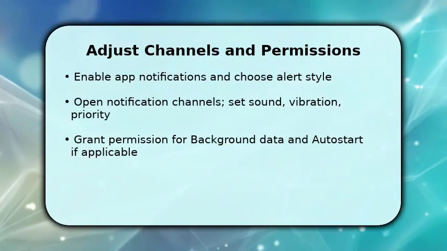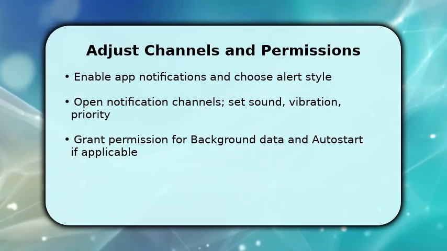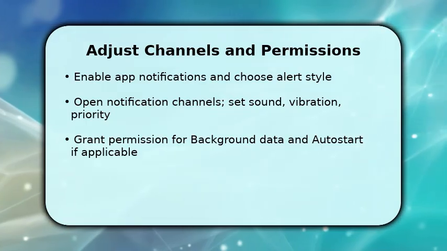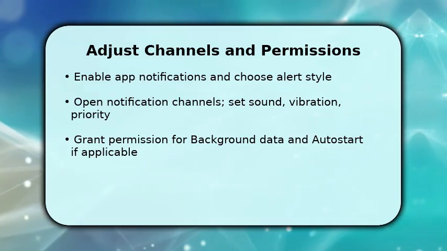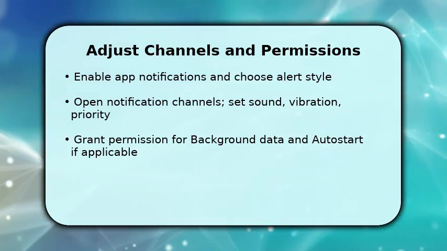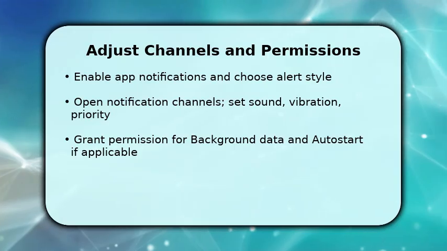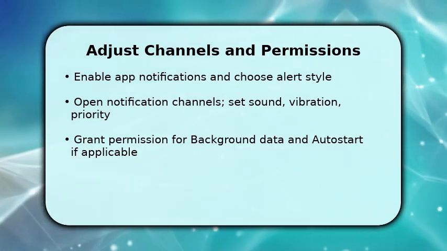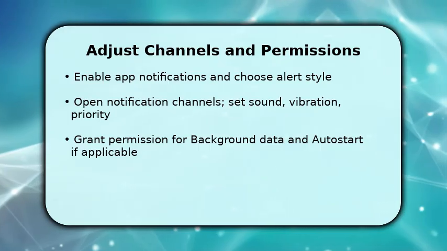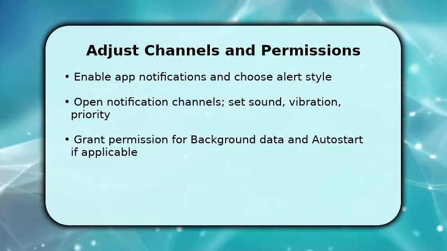You now adjust the detailed controls. Enable notifications for the app, pick the alert style, banners, sound, lock screen, and set an attention level. For Android, open notification channels and assign a distinct sound, vibration, and high priority for critical channels. For iOS, enable background app refresh and notifications in the app's permissions.